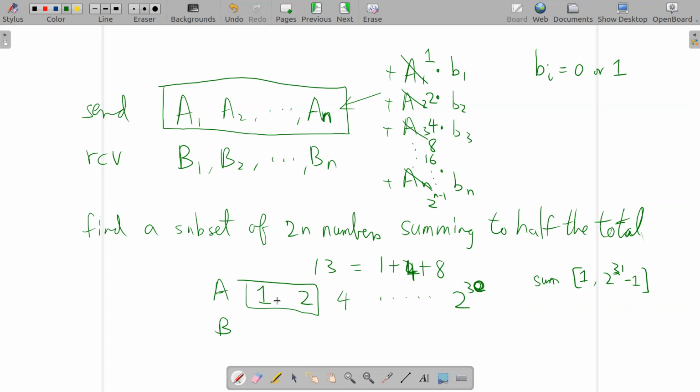But now you have a different problem because the numbers that they give you are all between 1 and 1 billion.